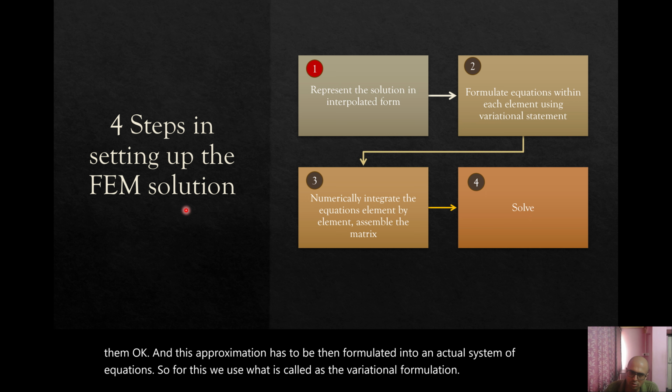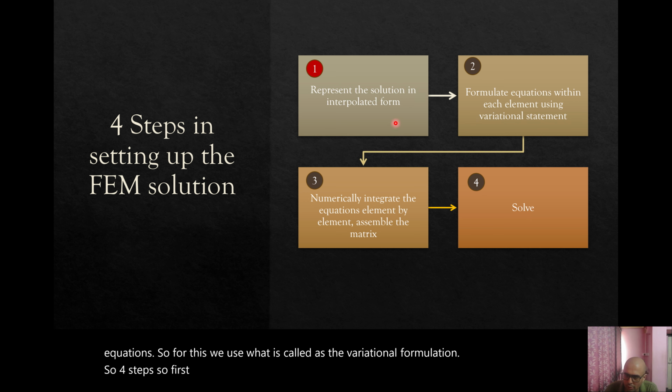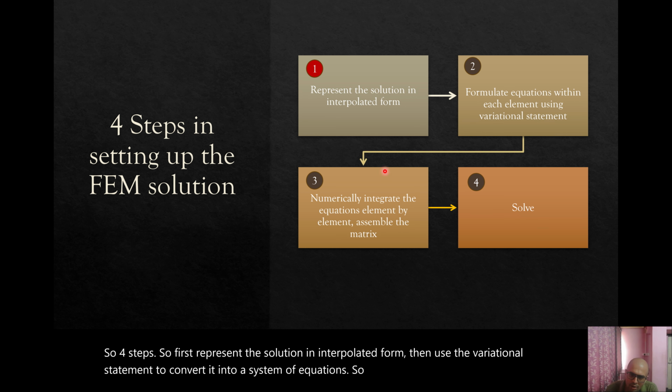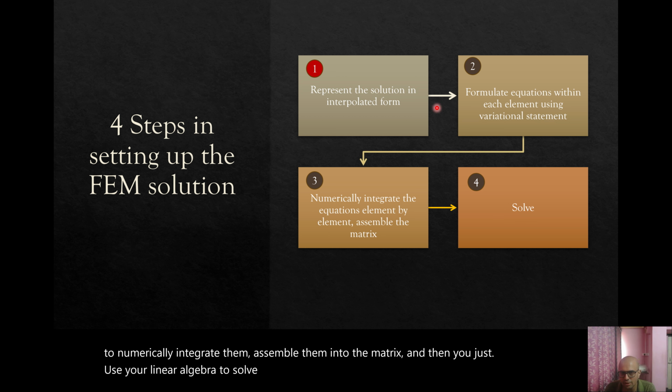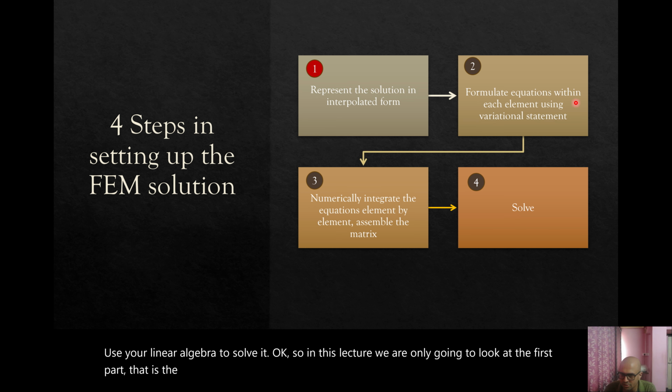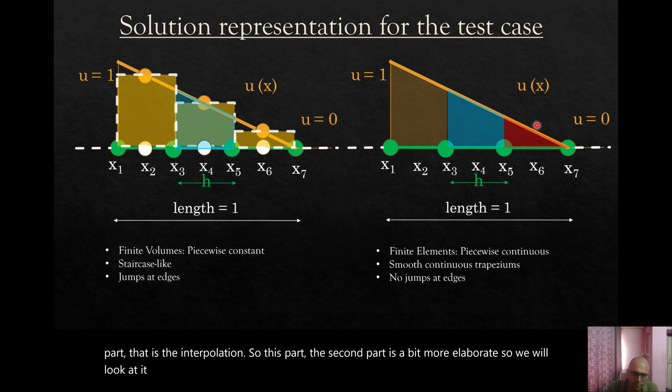So 4 steps. So first, represent the solution in interpolated form, then use the variational statement to convert it into a system of equations. So these are integral equations, so you have to numerically integrate them, assemble them into the matrix, and then you just use your linear algebra to solve it. Okay, so in this lecture we are only going to look at the first part, that is the interpolation. So the second part is a bit more elaborate, so we'll look at it in the next lecture.